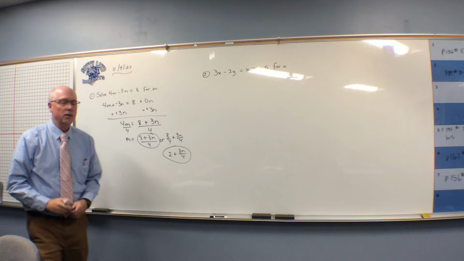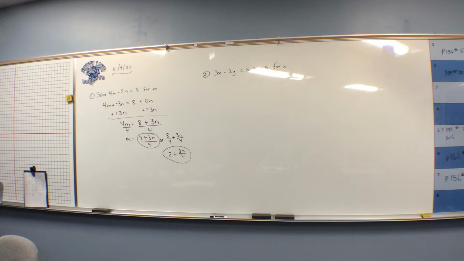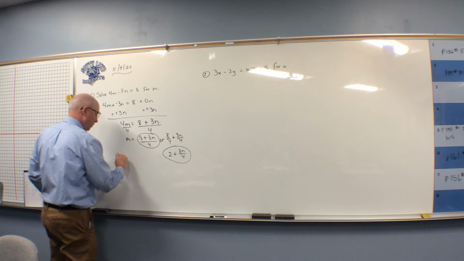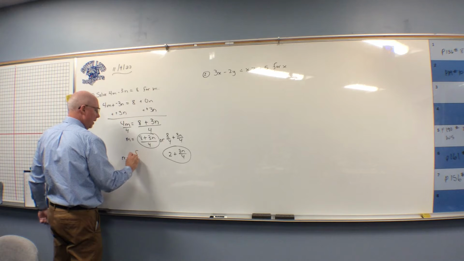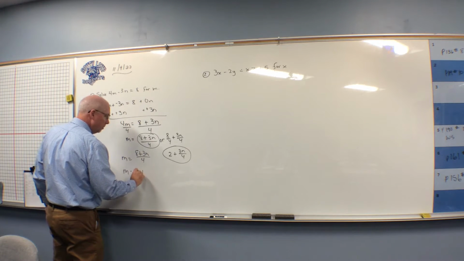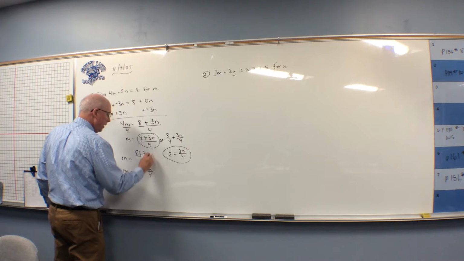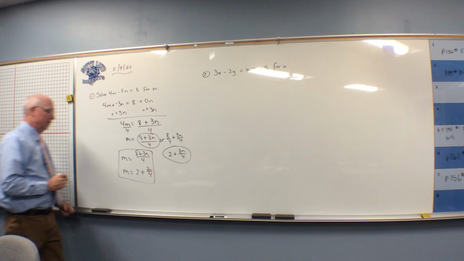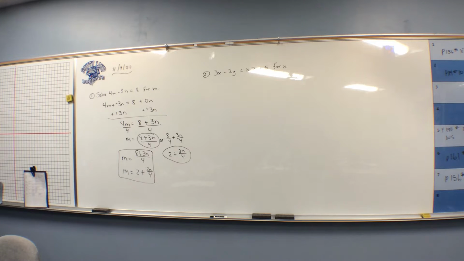Jackson, do you have questions about number 1? No. Okay. So our final answer on one is m equals 8 plus 3n over 4, or m equals 2 plus 3n over 4. These are your two possible answers. And it needs to be m equals, because we're not solving for just a normal variable anymore. We're solving for a variable.